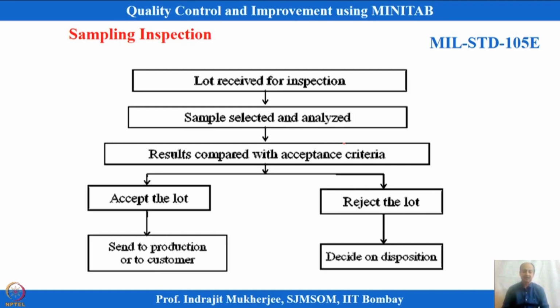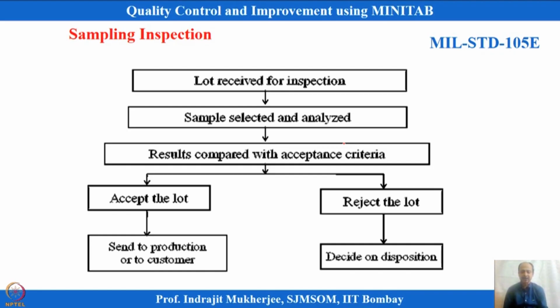This is known as sampling inspection, and the latest plan is the military standard 105E, a US standard which is being followed, based on the Dodge and Romig sampling plan. They have given some guideline on how to inspect products from suppliers. Let us say some products have come. This is basically an attribute sampling plan, and they have given some sampling plan over here.